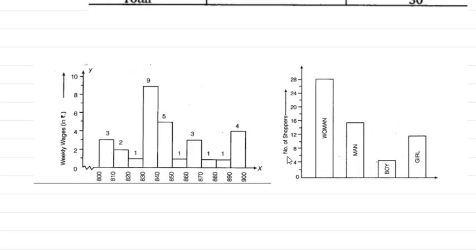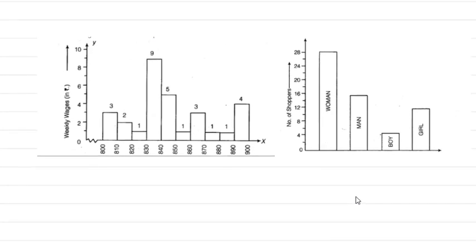Here also you can easily see on the x-axis the persons: women, man, boy and girl. On the y-axis we have the number of shoppers. So you can easily say that women shoppers are maximum, and how many women shoppers are there? There are 28 women shoppers. The men are how many? 16, and there are 4 boys who go shopping, and the girls are 10. So it becomes very easy if you use the pictorial form. The data you can use in the pictorial form.